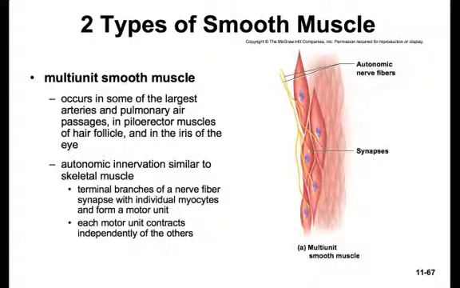This type of tissue occurs in some of the largest arteries and the pulmonary air passages, as well as in the piloerector muscles of the hair follicle and the iris of the eye. The name multi-unit smooth muscle comes from the fact that each motor unit contracts independently of the others.